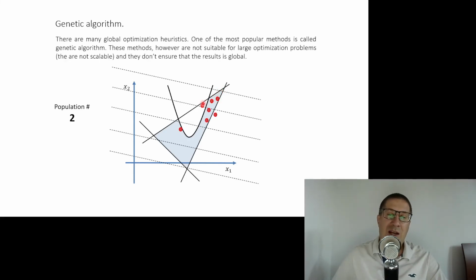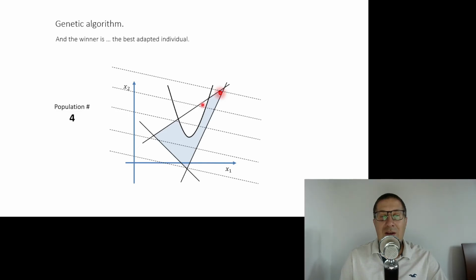What happens to the guys that were outside the feasible region, like this guy over here? In fact, he's not handsome at all because he's outside the constraints. So he has a small chance for reproduction. Sorry, buddy. All right. So that's the way the genetic algorithm works.